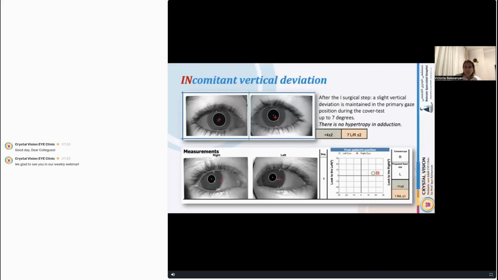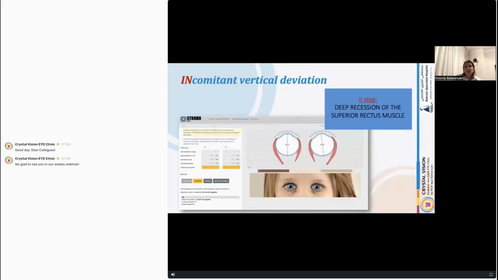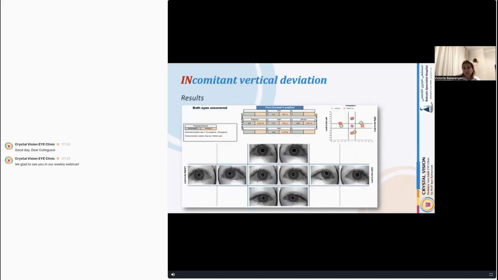After the surgery, when the patient looks straight ahead and during the cover test, a slight vertical angle remains for the left eye, but during aided action, there is no longer an increase in hypertropia. There are deviations within 1 degree. To eliminate the residual vertical strabismus, a second surgical step was performed, a deep recession of the superior rectus muscle on the left eye. After the second step of surgery, orthotropia was achieved.